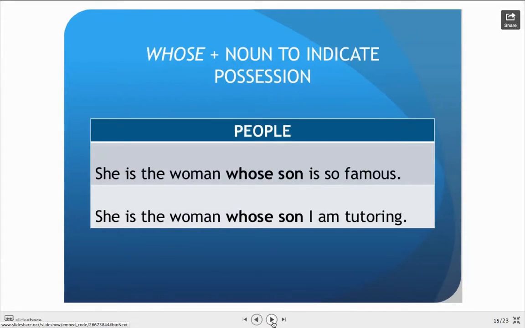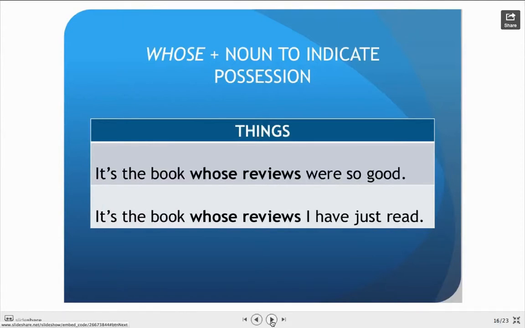Okay, another thing that this idea of embedding will help you understand is how we use whose. So I say, she is the woman whose son is so famous. She is the woman whose son I am tutoring. Let's look at what's happening here with the embedding.